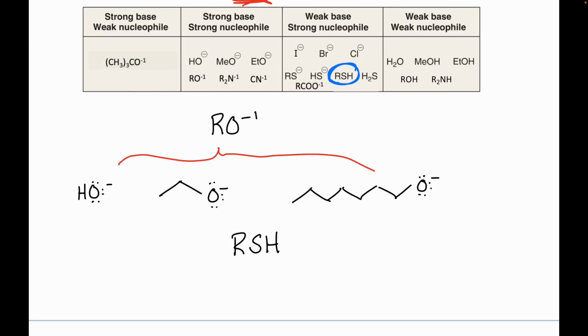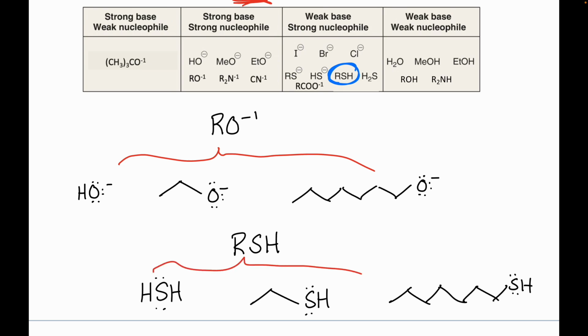So that could just be 2 H's and an S, or I guess we could write it HSH. Could have 2 carbons and an SH. Could have 1,000,000 carbons and an SH. All right, all of those would fall under that category, RSH.